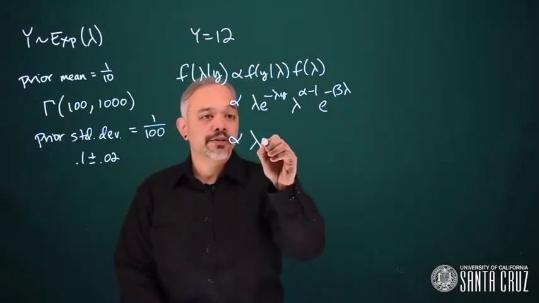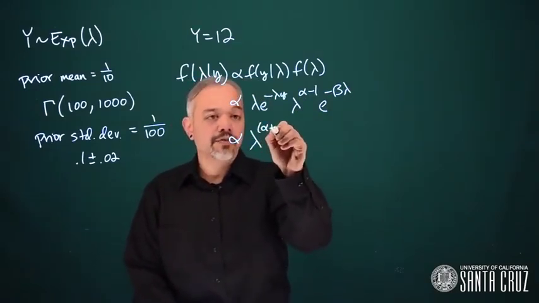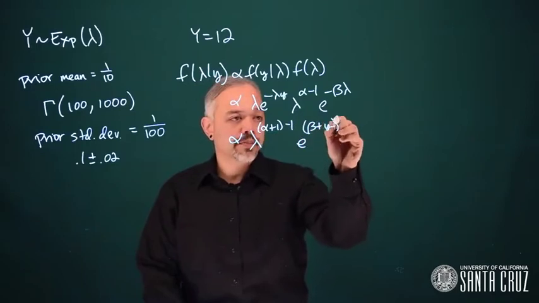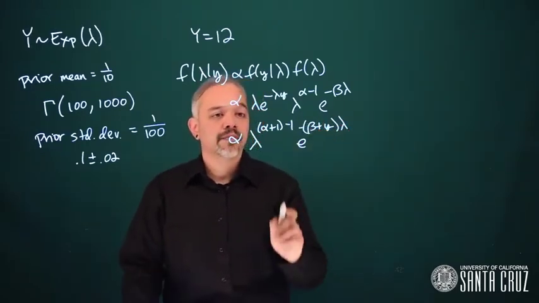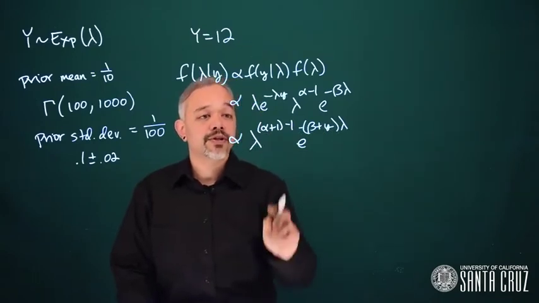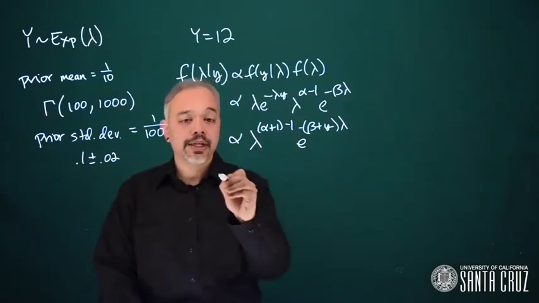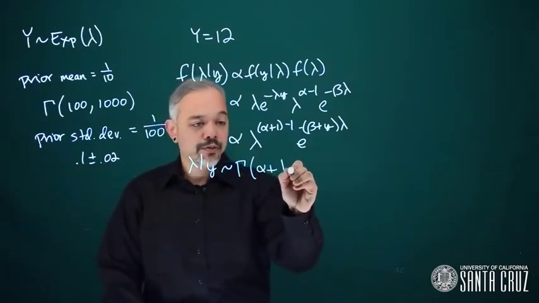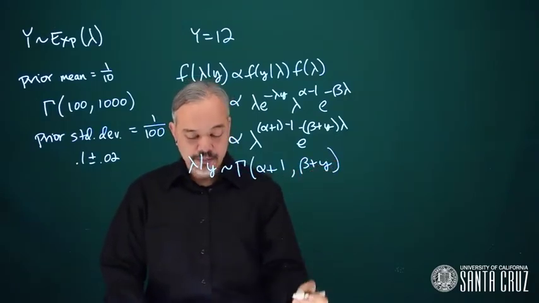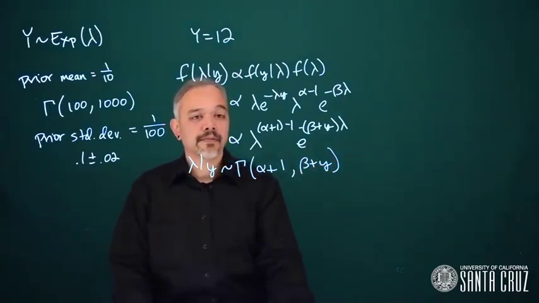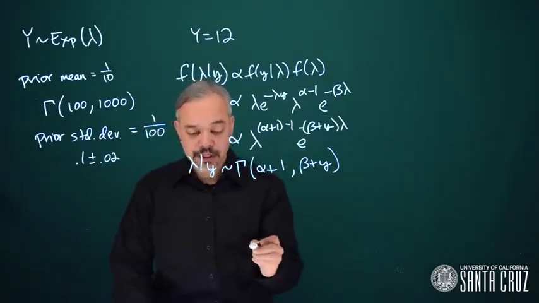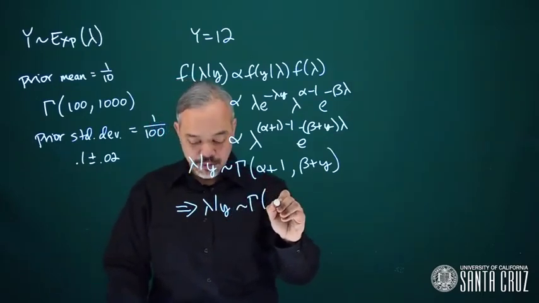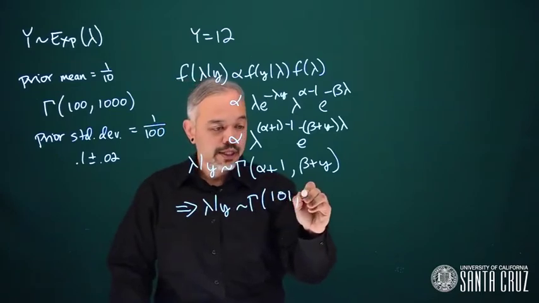Doing a little bit of simplification, we get lambda to the alpha plus 1 minus 1, e to the negative beta plus y lambda. I'm writing this as alpha plus 1 minus 1 so that it is in the form of a gamma distribution. We can now say that lambda given y, the posterior, follows a gamma distribution with parameters alpha plus 1 and beta plus y. Plugging in our particular prior thus gives us a posterior for lambda, which is a gamma with parameters 101 and 1012.